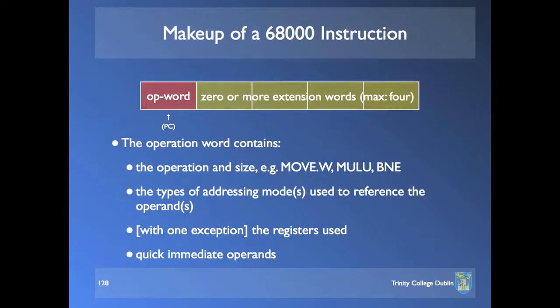Instruction fetching would be fetching the opword and any of the extension words. Operand fetching would be reading information from memory into the processor, and operand writing. So you could either read or write operands to or from memory. So they're the categories: instruction fetching, and data fetching and putting away.